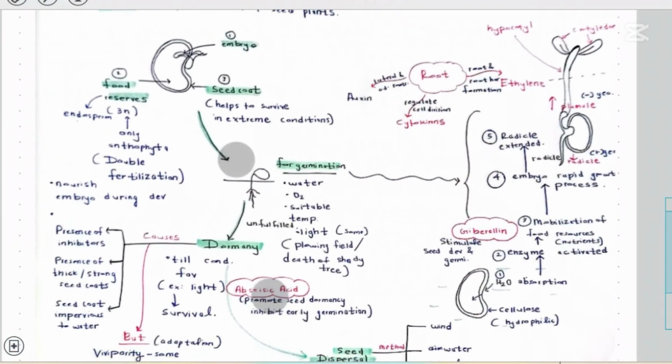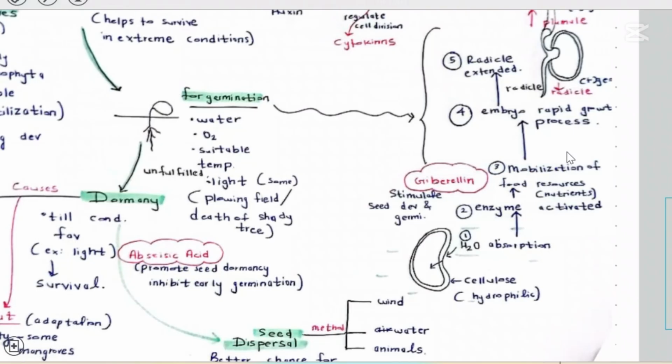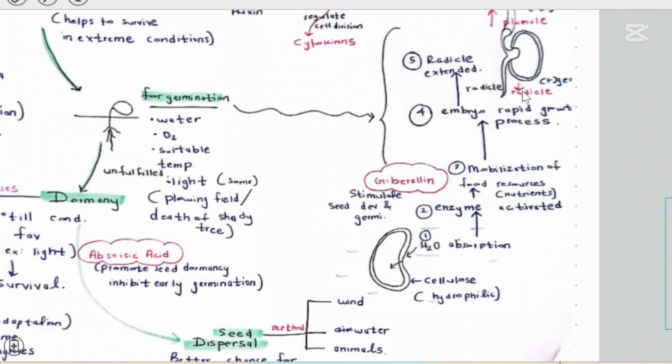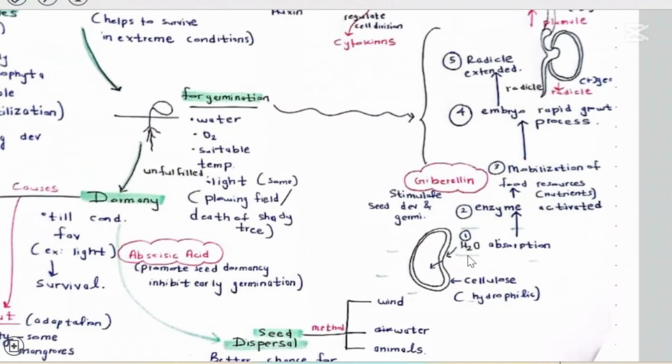So in the process of seed germination, we have five main steps. So even if they ask what is seed germination, you have to mention all these five steps mainly. Firstly, water absorption by the cellular cell walls, then enzymes are activated, then mobilization of food resources, then embryo's rapid growth process kickstarts, and then you have the radicle being extended.